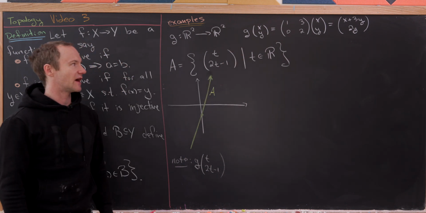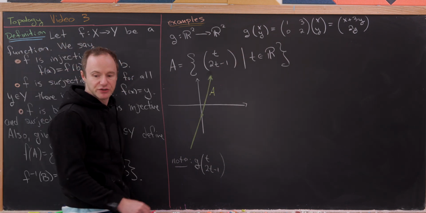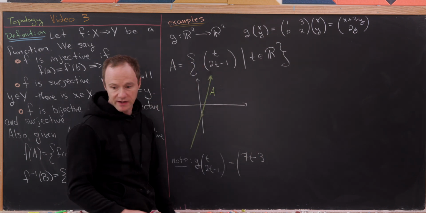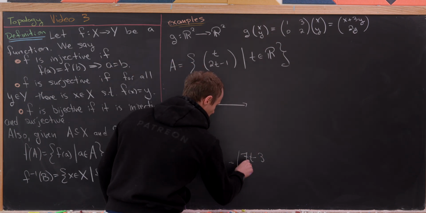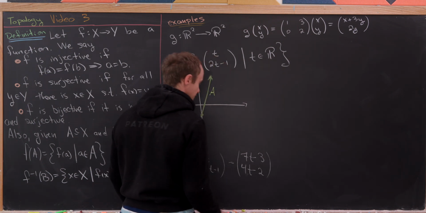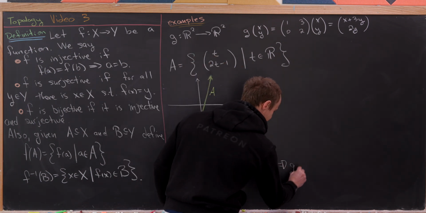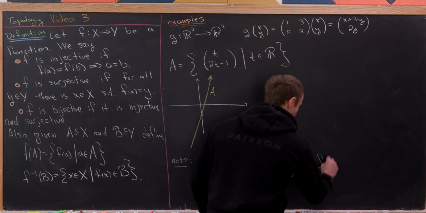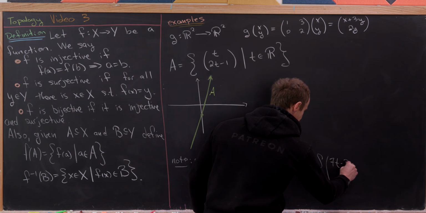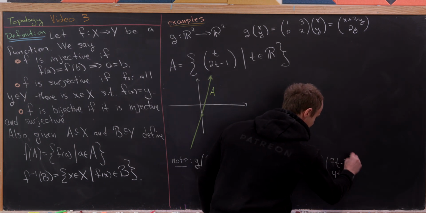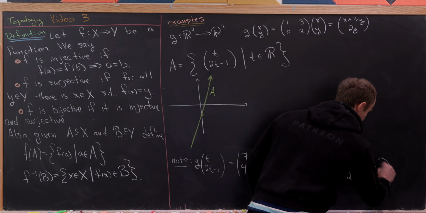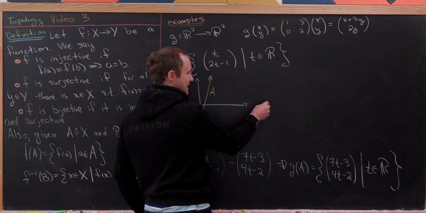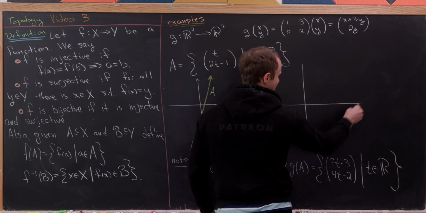So plugging that in for x and y up there, and maybe doing a quick calculation, you'll see that this turns into 7t minus 3, and then 4 times t minus 2. So what that tells us is that our set g of A, in other words, the image of A, is made up of all vectors of this form. So 7t minus 3 and then 4t minus 2 as t runs through all real numbers. Okay, nice. But now let's graph that as well, since we graphed A in the first place.